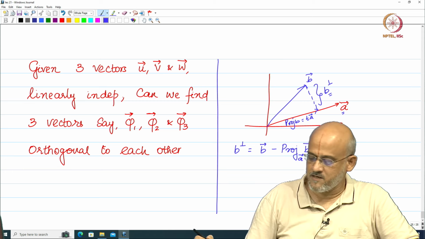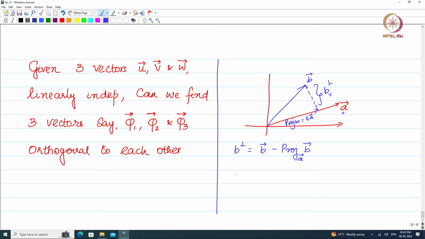B minus projection of b onto a gave me a b perpendicular, and what is the interesting thing about b perpendicular? B perpendicular dot a is basically 0. That means b perpendicular is orthogonal to the vector a. Is that clear? Now, for 2 vectors we are able to find another pair of vectors, namely a and b perpendicular, which are orthogonal to each other.